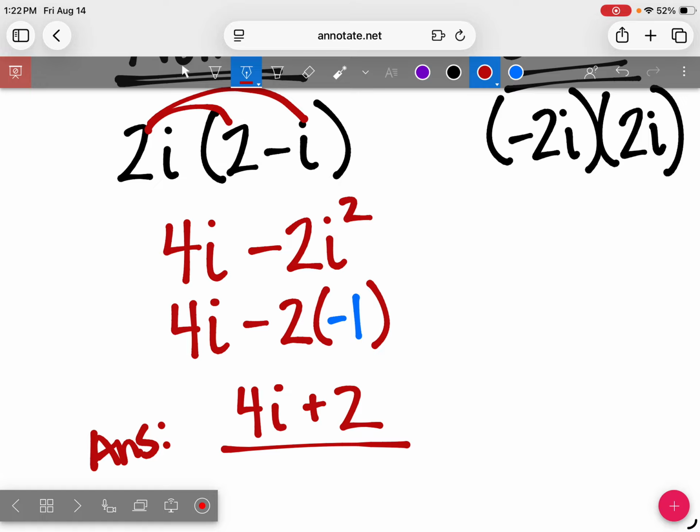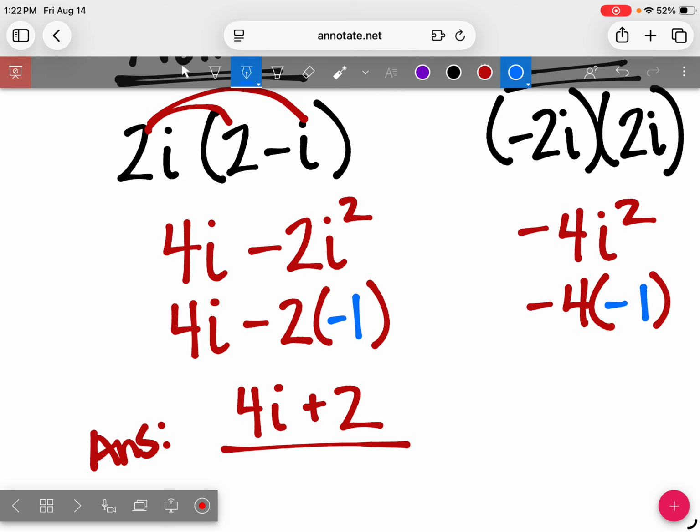Now let's go over to the bottom and figure that out. Those are called monomials because it's just one term. So when we multiply a negative 2i times a positive 2i, what do you think we get? Negative 4i squared. We cannot leave i squared. So we really have a negative 4 times a negative 1, which is what? Positive 4.